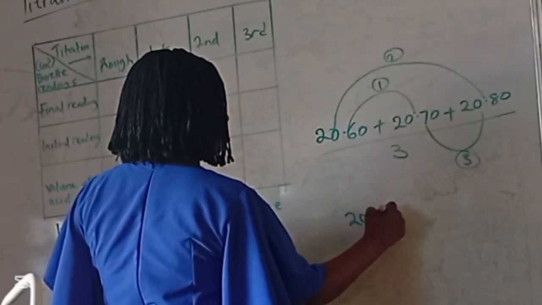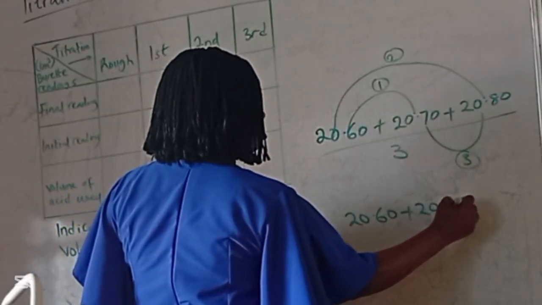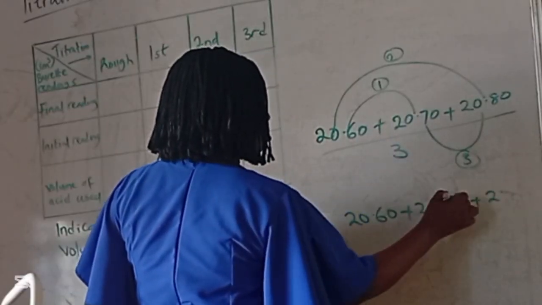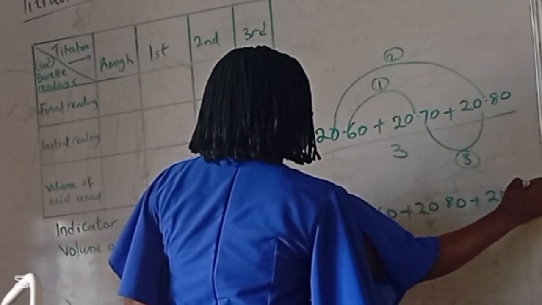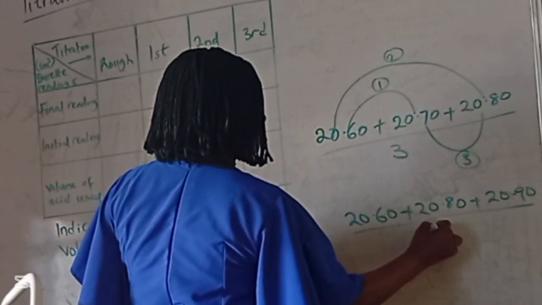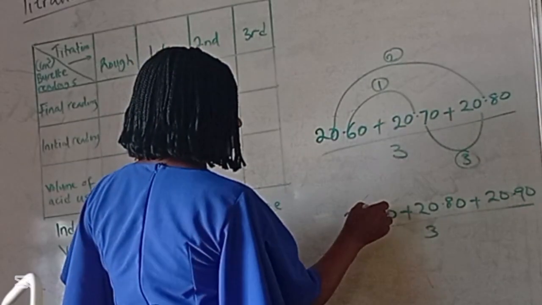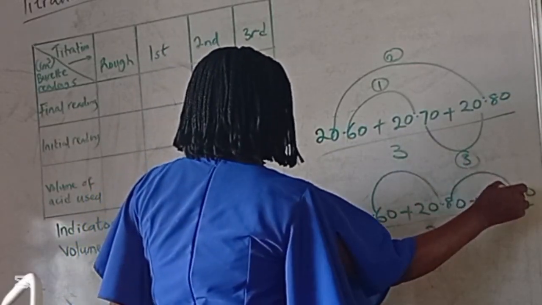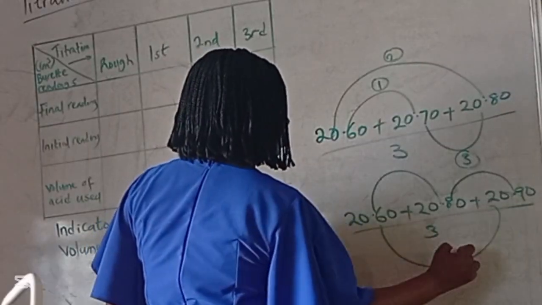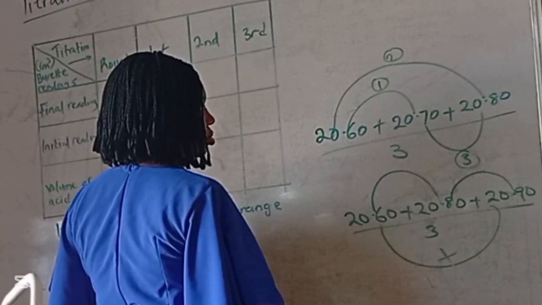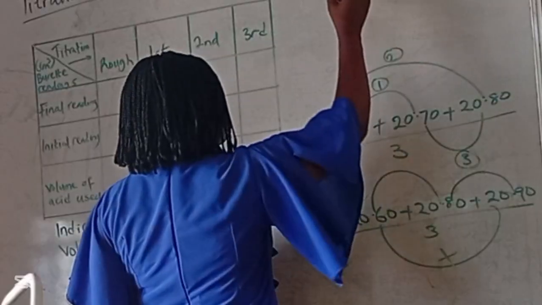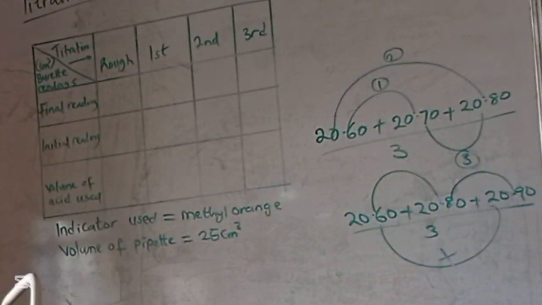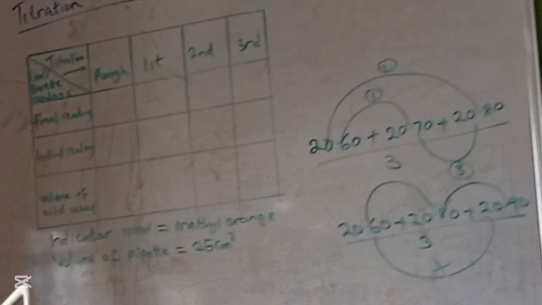But if you have 20.60, you have 20.70, and you have 20.60, you have 20.80, and you have 20.90, you are supposed to divide by 3. But if you look at these values, you will see that not all are concordant. The first one and second one are concordant. The second and the third one are concordant, but the first one and the third one are not concordant. So you will not get your mark there. You will lose the 2 marks for averaging there. So ensure that you use concordant values. I usually advise my students to use just 2. 2 is safe. You use 2 concordant values and divide it by 2.